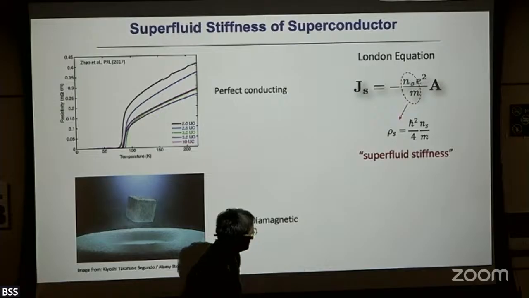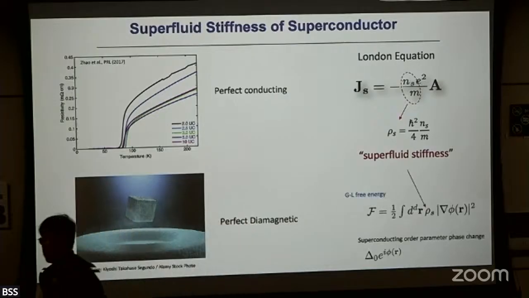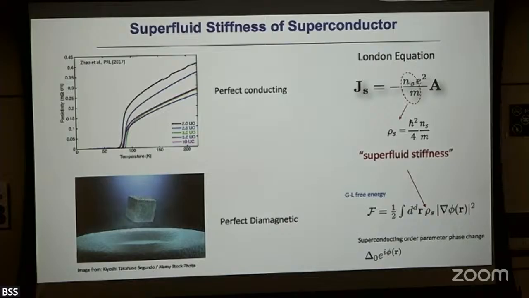And the name superfluid stiffness in fact comes from the fact that once you write down the Ginzburg-Landau energies of these superconductors, the same quantity appears as the parameter governing the phase stiffness. That is why the superfluid stiffness often gets its name from there, from that Ginzburg-Landau energy relation.